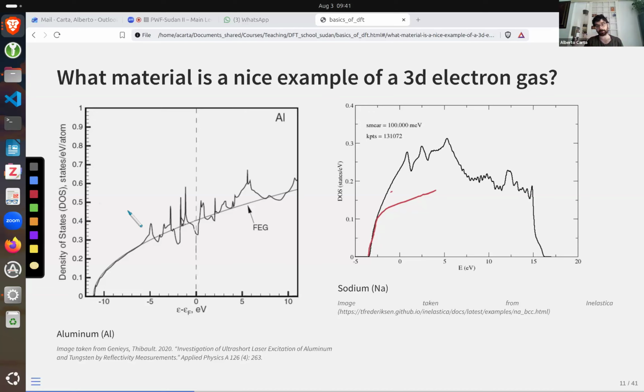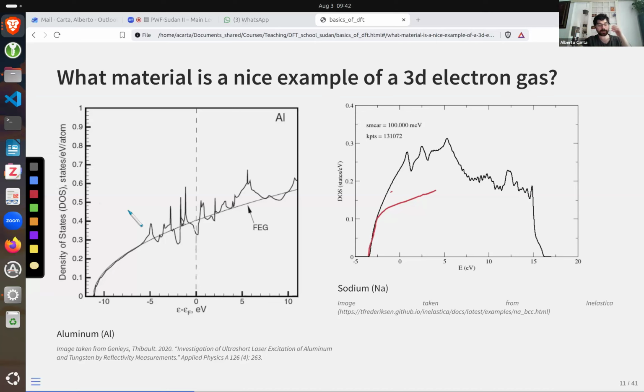There are others, as your colleague pointed out. We have the rest of the alkali metals. If we look at potassium, and also something like calcium or magnesium, they will all have this kind of behavior, where at the beginning, when you start seeing electronic states, they behave with this square root behavior.